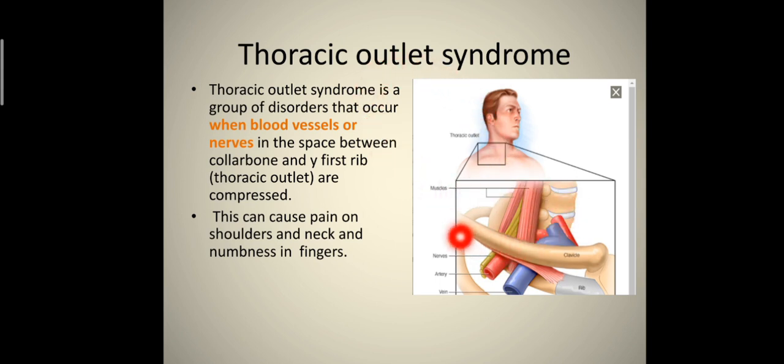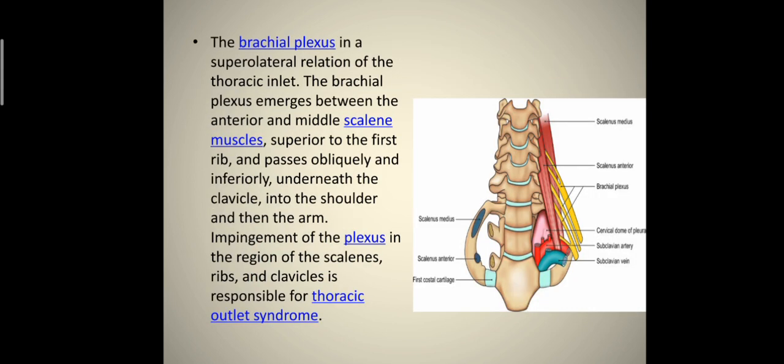outlet syndrome. So thoracic outlet syndrome is a group of disorders that occur when blood vessels or nerves in the space between the collarbone, that is the clavicle, and the first rib are compressed. This can cause pain in the shoulder and neck and numbness in the fingers. Here we can see this one is the scalenus anterior, scalenus medius muscle, and between the two is the brachial plexus.